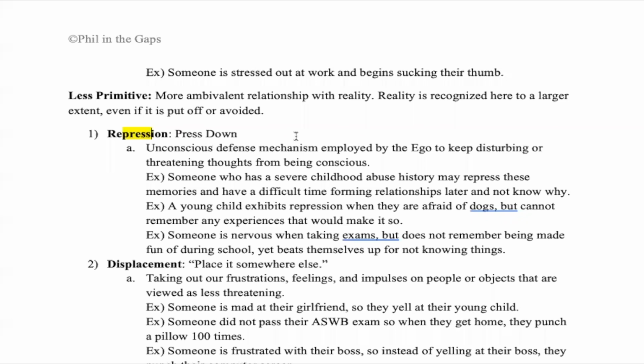Another example, a young child exhibits repression when they are afraid of dogs, but cannot remember any experiences that would make it so. But again, if a young child was attacked by a dog when they were younger, but are still afraid of a dog and don't understand why, that could be an act of repression. Another example, someone is nervous when taking exams, but does not remember being made fun of during school, yet still beats themselves up for not knowing things or getting nervous during exams.